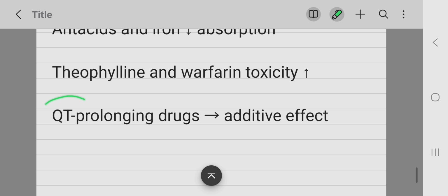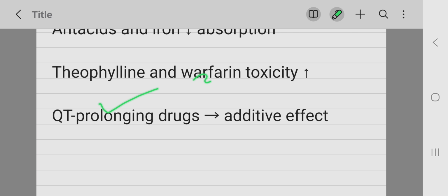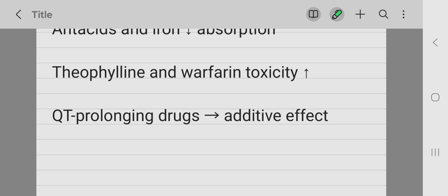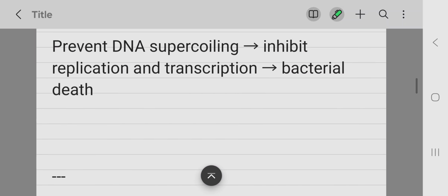QT prolonging drugs should not be given along with levofloxacin or moxifloxacin, because there is a high risk of QT prolongation when these drugs are combined with other drugs that have the ability of QT prolongation. Therefore these should be avoided with those drugs. So this is all about fluoroquinolones.